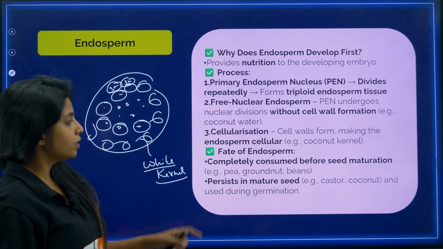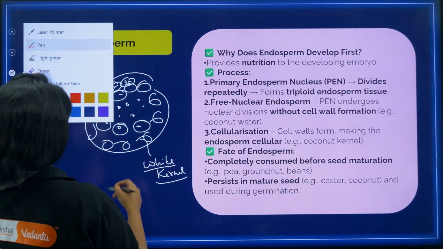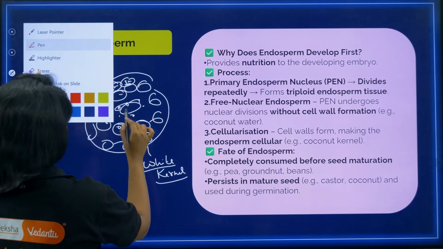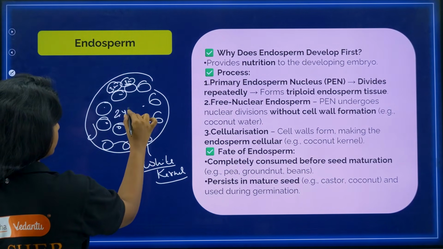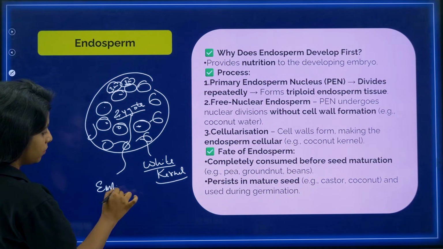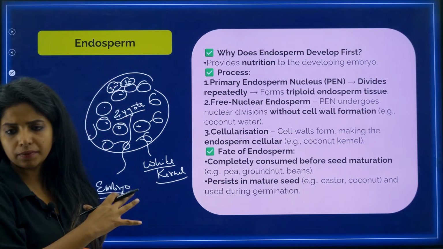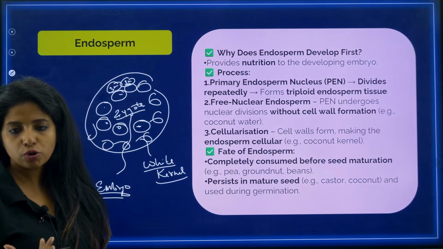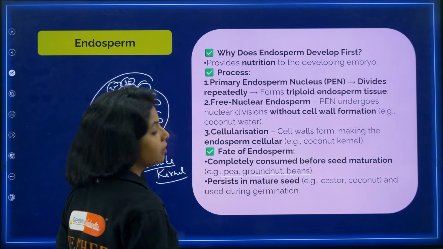Okay. Now, the fate of the endosperm. What is the fate of the endosperm? How is it going to be utilized? What is it going to be in future? So, you know it is there for providing nourishment to the zygote, so that the zygote can be transformed into an embryo. There are certain plants which will use the endosperm completely. They will consume it before the seed maturation happens, and the plants are pea, groundnut and beans.